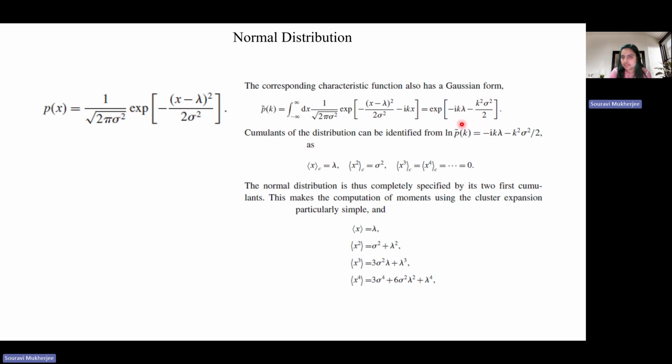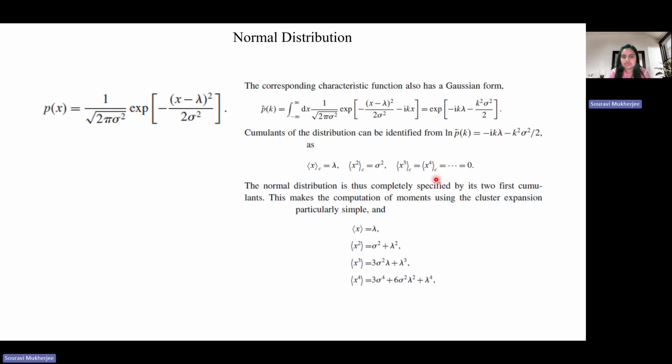Now, because you have e to the power this term, what might be much easier to calculate is the cumulant generating function, which is just taking the logarithm of p of k. Okay, so ln of p of k will give you this form, which is your cumulant generating function. So now if you compare the coefficients of k for the different powers, that will give you the different cumulants. So what is this giving you? That the first cumulant is lambda, right? Now the second cumulant is sigma square, right? And all the other cumulants are 0 because you only have k and k square term.